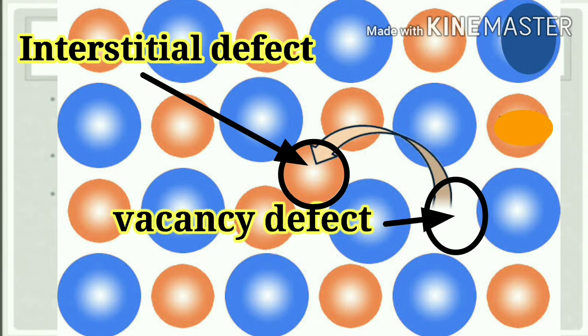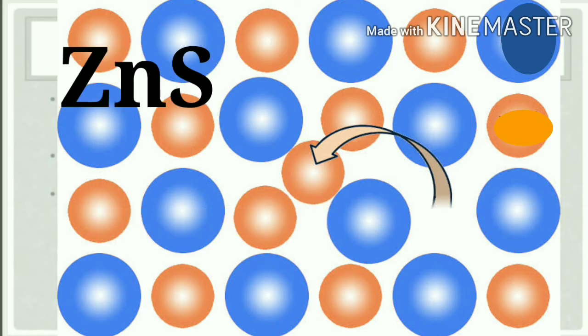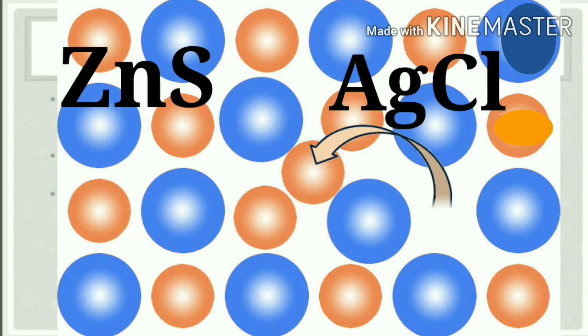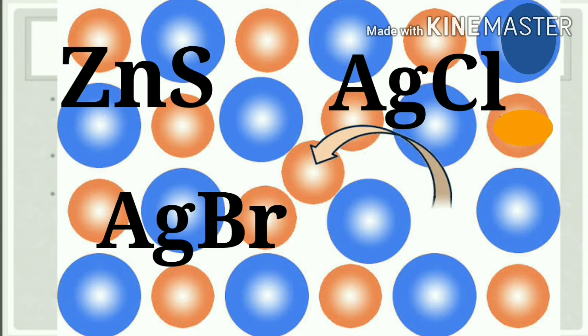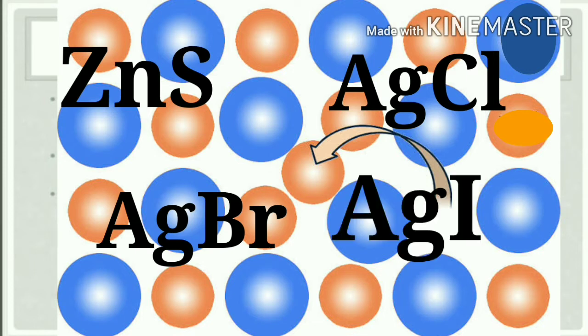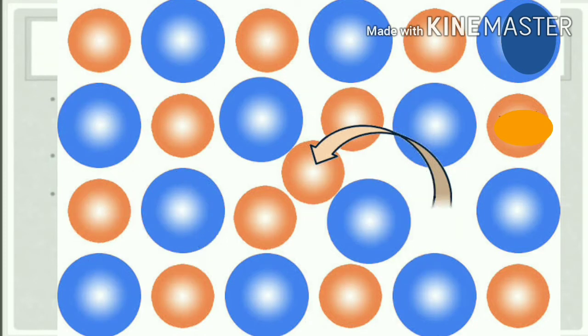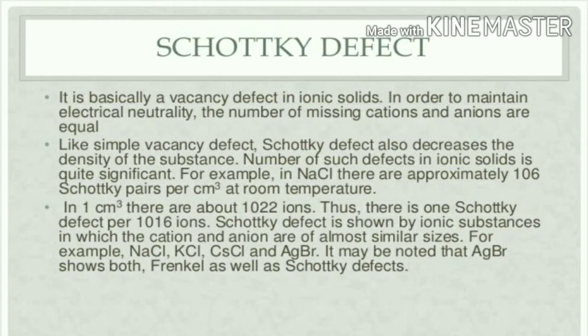Frenkel defect is shown by ionic substances in which there is a large difference in the size of ions, for example, ZnS, AgCl, AgBr, and AgI, due to the small size of Zn2+ and Ag+ ions. Now, Schottky defect.